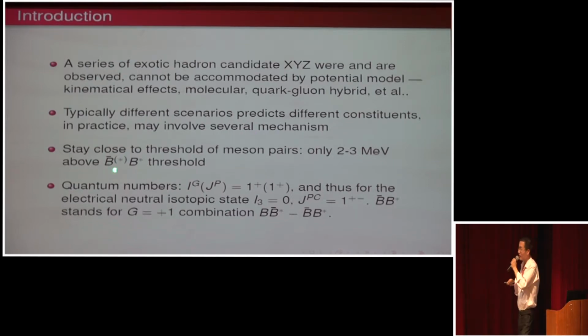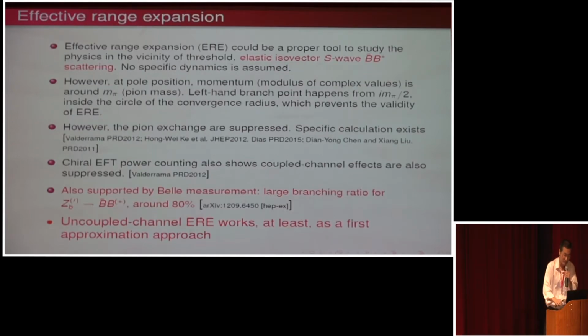And for ZB states, the PDG has already determined the quantum numbers: isospin, G parity, the total spin, and the parity. Okay, on this page, I only want to show the last 2 points and neglect these details. I want to show that the very simple model, the uncoupled channel effective range expansion, works at least as a first approximation. Because in experiment, Belle has measured ZB to B B-bar, the branching ratio is around 80%, only a single channel.